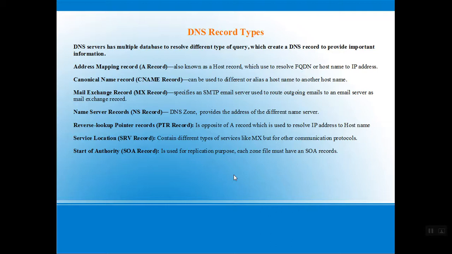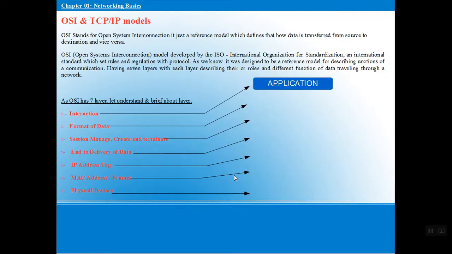SOA is the start of authority, used for replication purposes, or for the file that must have an access zone to configure it. Next we have the OSI and TCP/IP models. OSI stands for Open System Interconnection. It's just a reference, a concept of how data is transferred from one computer to another. It gives an idea of how data flows in our network.